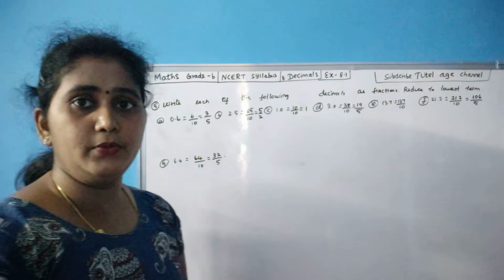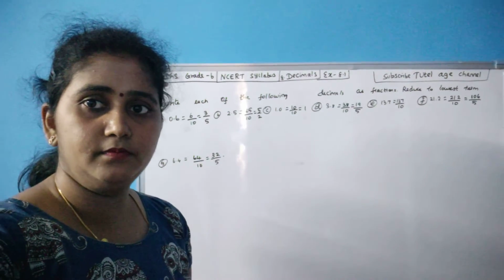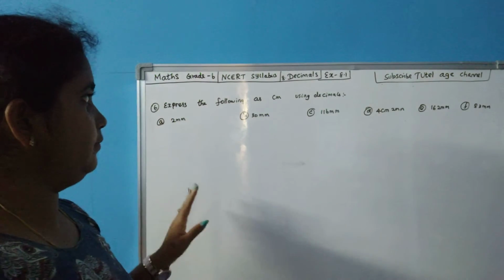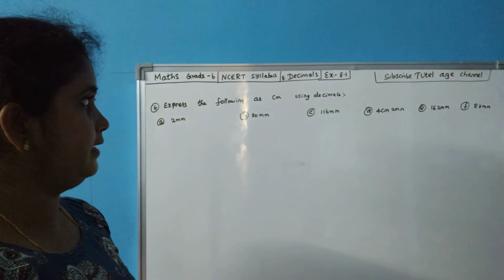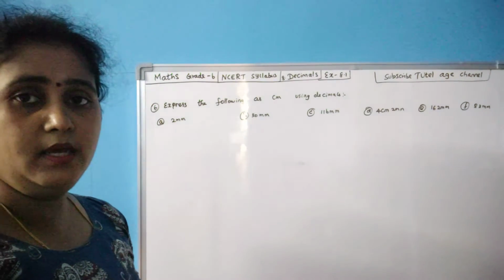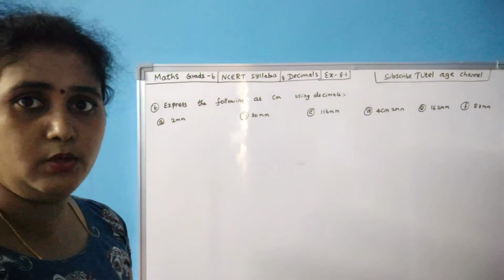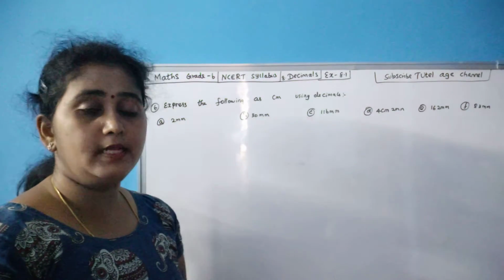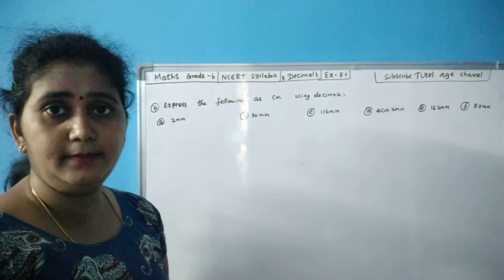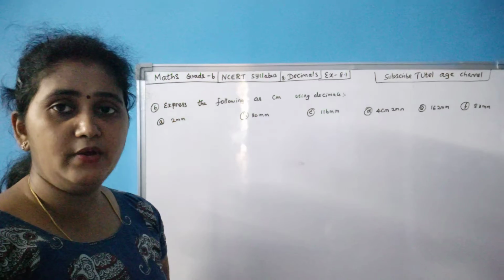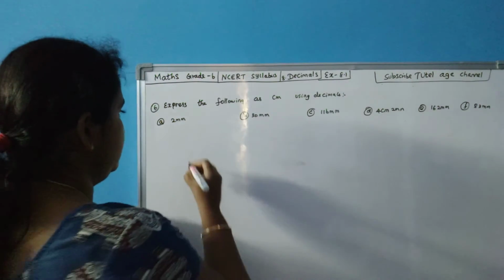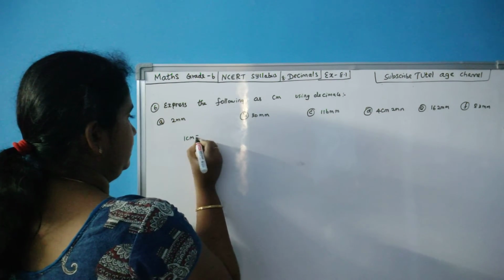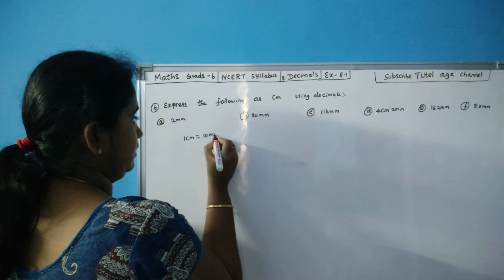Now we will move on to the next sum. So here is your next sum. You have to write the following as centimeter using decimal. Every sum is given in millimeter. You have to convert it into centimeter. So you know that 1 centimeter is equal to 10 millimeter.